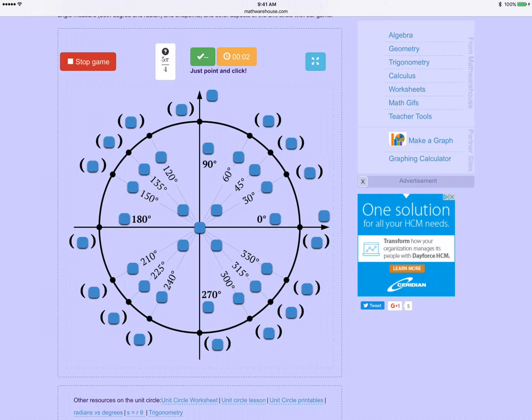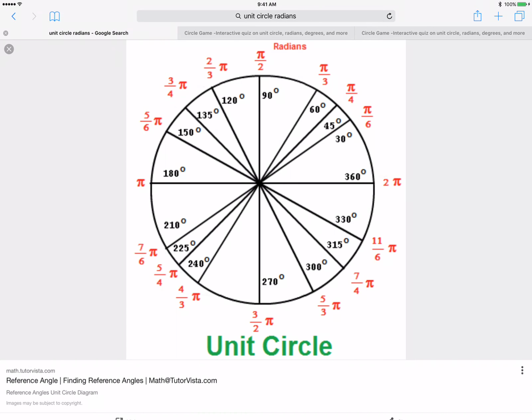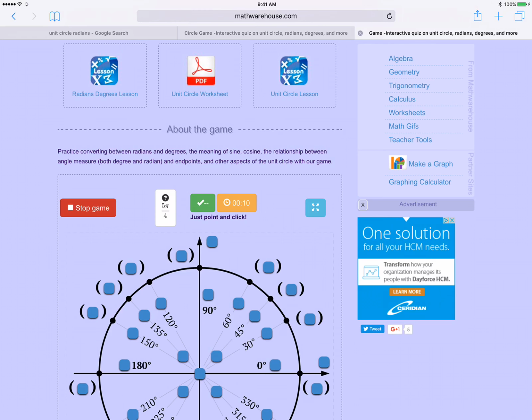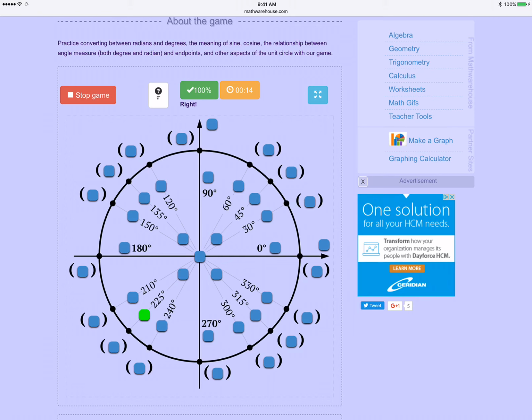Notice what popped up in that little white box. It says 5 pi over 4. So because I have this up on my other page, I see that 5 pi over 4 is at 225 degrees. So on this map that I started, 225, I hit pi over 4. Whoo, it's green because it's right. Then it says, where is pi? Well, this will be at 180. Use your other image.